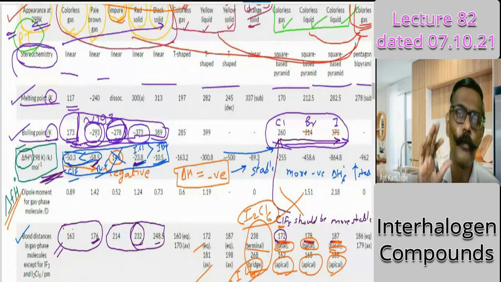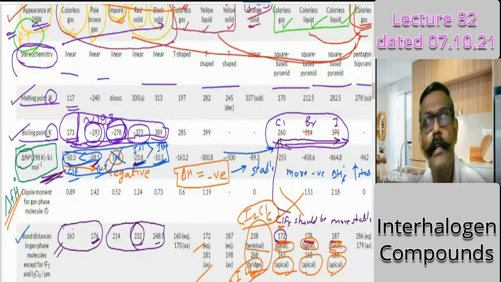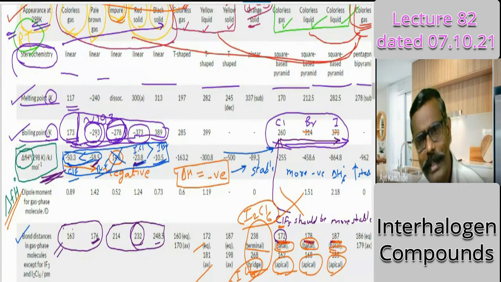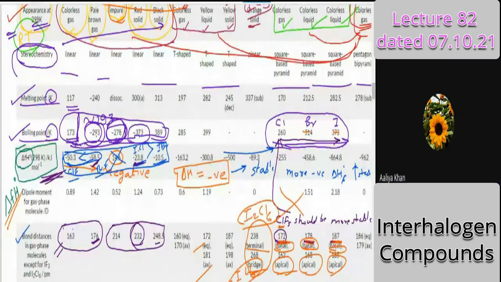These are the various properties of these interhalogen compounds. Once again, you can go through this literature, compare all those values, and if a question comes, we can have the discussion. Yes, students, is it clear now? Yes, sir. Yes, sir. Yes, sir.